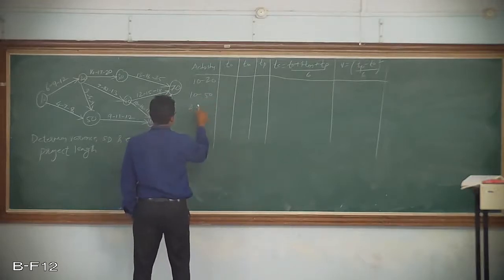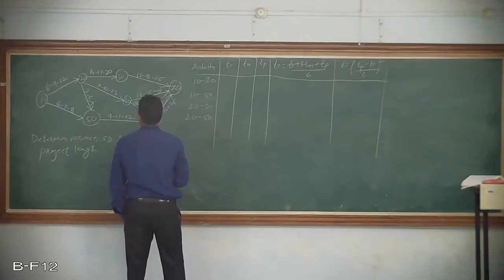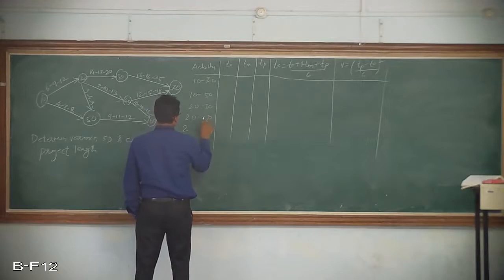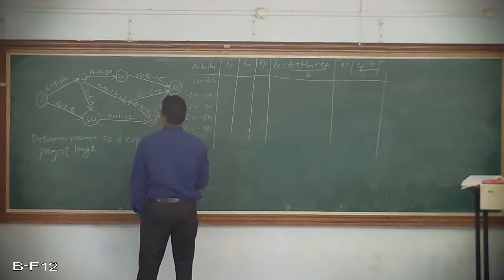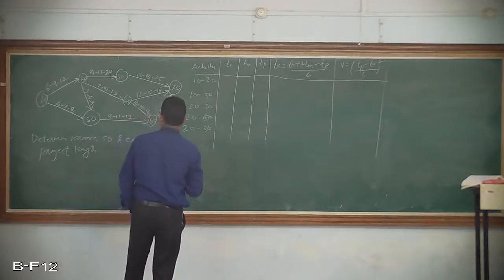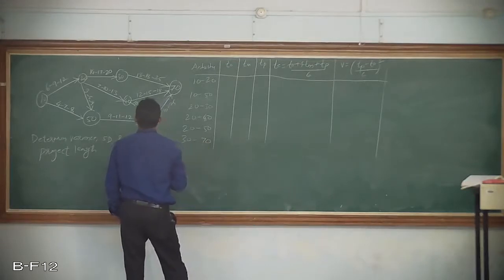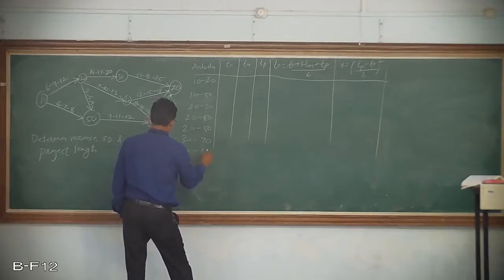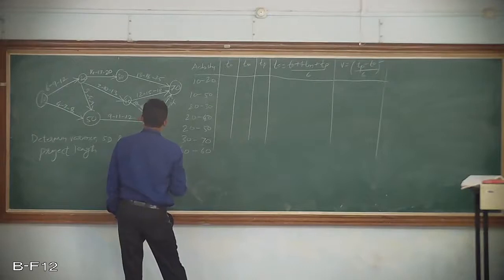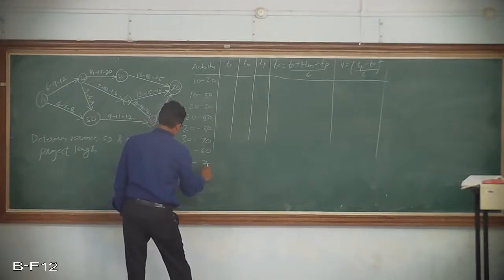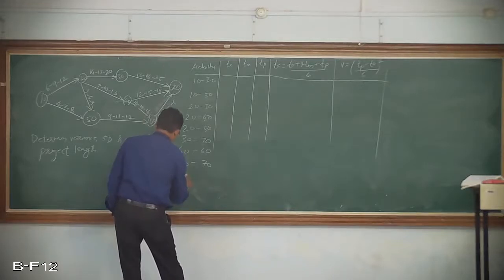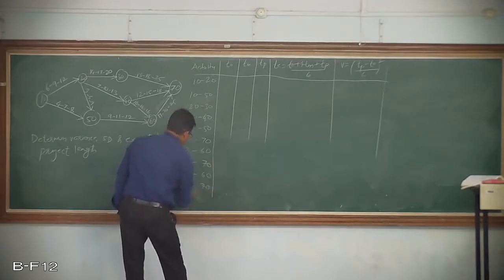20 to 30, 20 to 40, 20 to 50, then 30 to 70, 40 to 60, 40 to 70, 50 to 60, and finally 60 to 70. These are the activities.